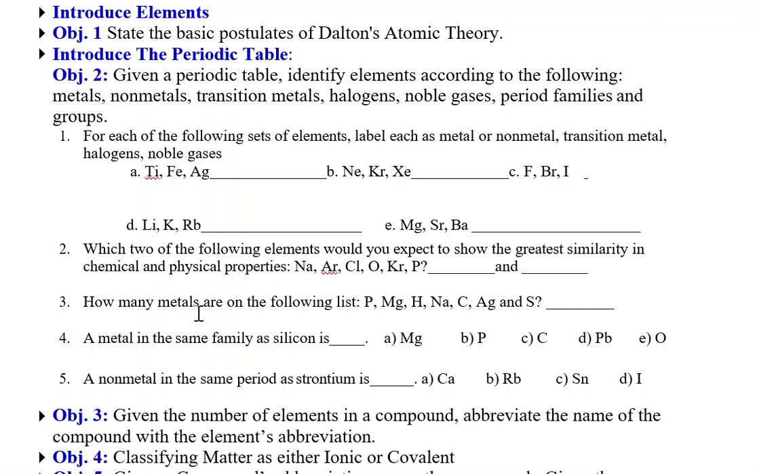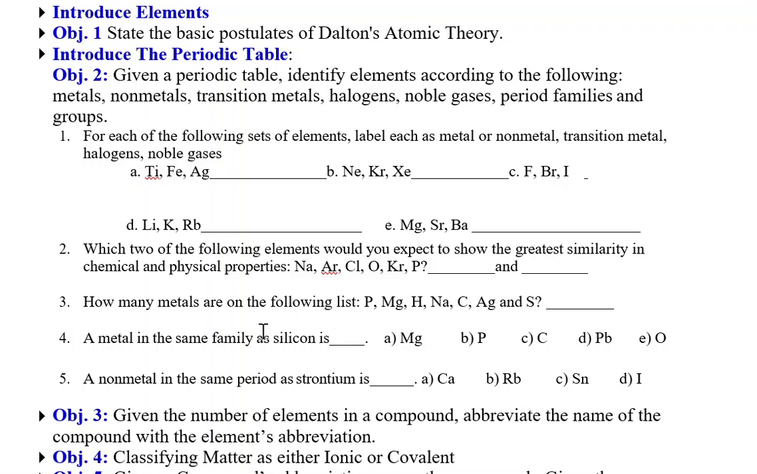Let's look at this. How many metals are in the following list? P, phosphorus, magnesium, hydrogen, sodium, carbon, silver, and sulfur. How many of those are metals? In order to figure out who the metals are, just look on the periodic chart of the elements. All of the nonmetals are going to be far to the right-hand side, and the metals are going to be to the left of the jagged line that starts underneath boron and silicon and arsenic.